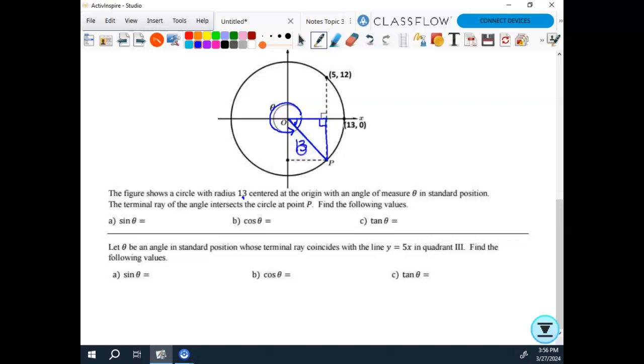Radius is 13, x value is 5, y value is 12, but we're in the fourth quadrant, so that's a negative 12. I know that sine is y over r, so that's negative 12 over 13. Cosine is 5 over 13. Tangent is y over x, negative 12 over 5.